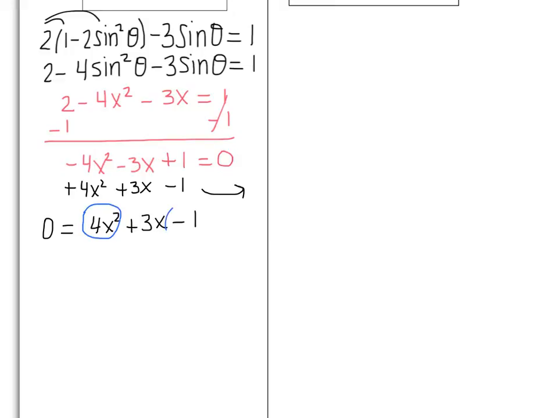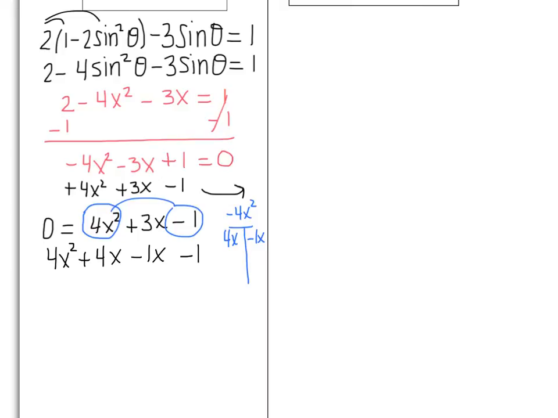So 4 times negative 1 is negative 4x squared. So what factors could I do? Let's try 4x and negative 1x. Yeah, that works. 4 times negative 1 is negative 4, and 4 plus negative 1 is positive 3. So let's use earmuff, bring down the 4x squared, bring down the negative 1, and fill the middle with the 4x and the negative 1x.